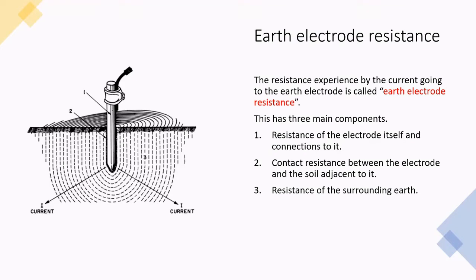Then the second one is contact resistance between earth electrode and the soil. You guys know this earth electrode and the soil are touching with each other. So this touching also has a resistance. So this resistance is also included in the earth electrode resistance. Then the next one is resistance of the surrounding earth. We are going to talk about each of these parts in the upcoming lecture slides.